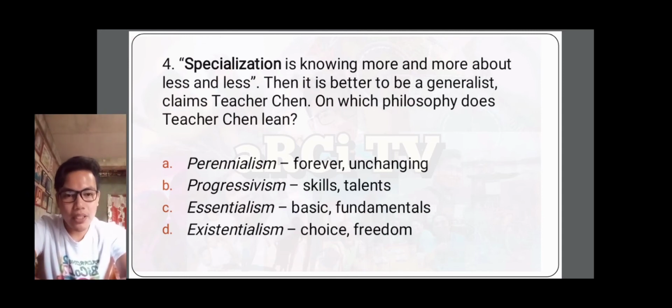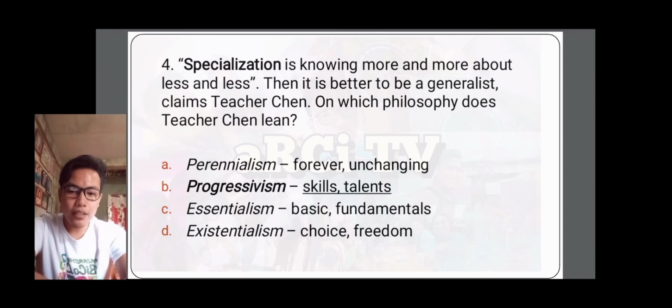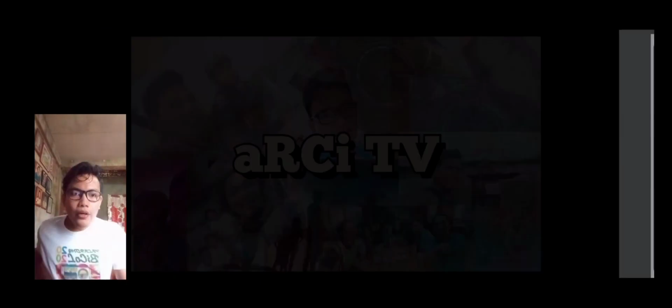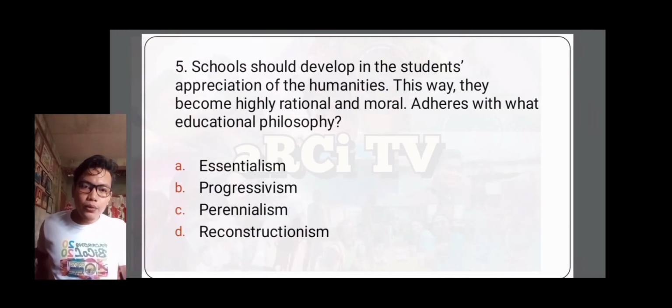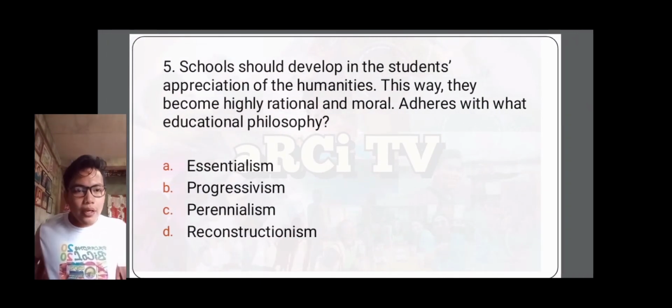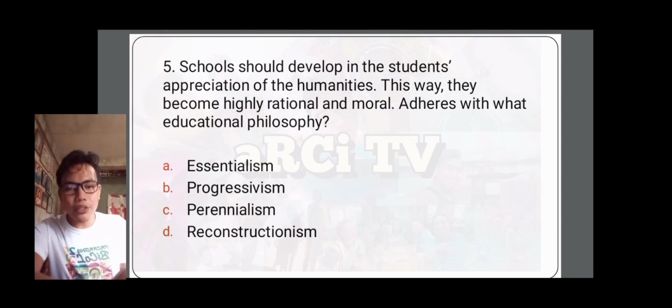That is also specialization. Now, based on my explanation, alam ko po na napo-point out nyo na kung ano yung tinutukoy nating answer, which is, it is about saan? Is it about freedom, basics, forever, or skills and talents? So, it is about skills and talents. Ano po? So, answer is letter B. Okay, question number 5. Schools should develop in the students the appreciation of humanities. This way, they become highly rational and moral, adheres with what educational philosophy.